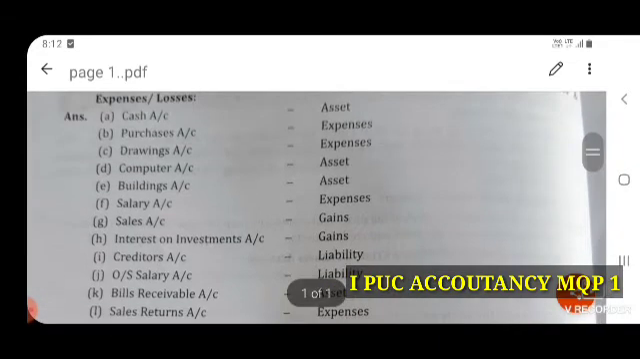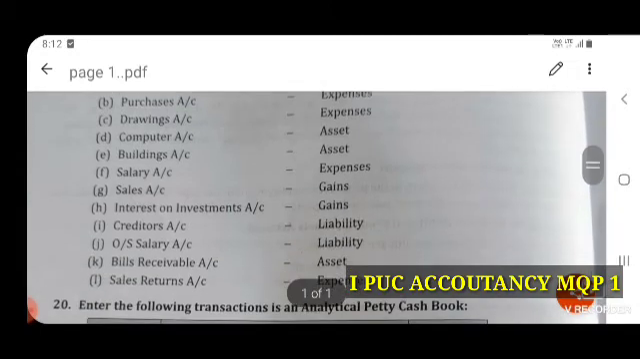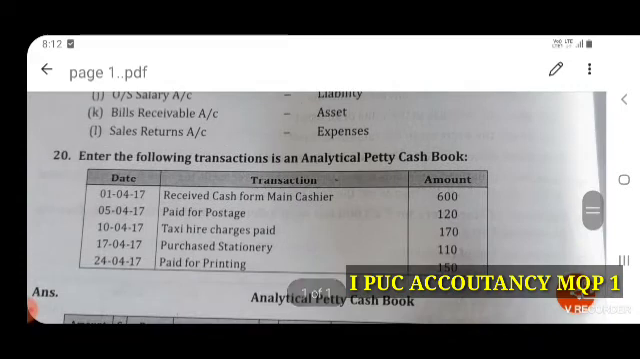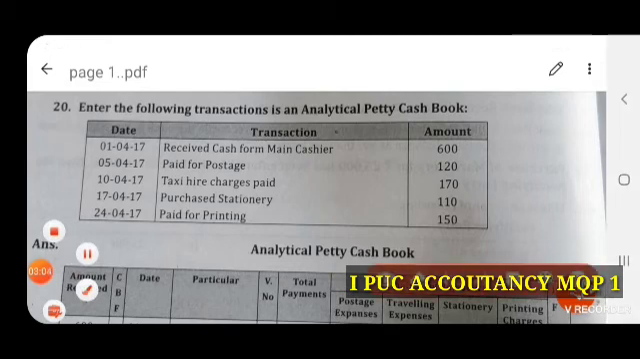If you won't get classification in this chapter, you will get one more question: accounting equations. Analytical petty cash book is a compulsory question. Enter the following transactions in the analytical petty cash book. Received cash from main cashier. Analytical petty cash book is one of the types of cash book. So in this book we will record only small payments.